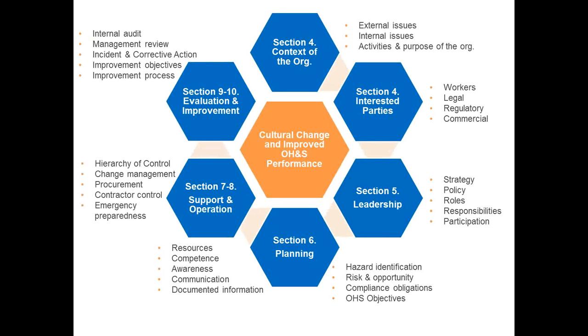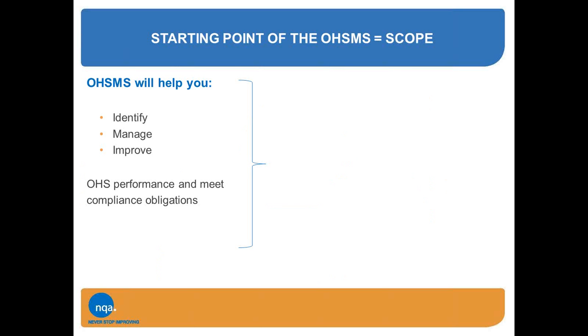In Section 9, it's the evaluation and improvement section. In sections 9 and 10, we've got internal audits, we've got management review, incident and corrective actions, improvement objectives, and improvement processes generally. That gives you a very brief overview of how the management system is structured according to the revised Annex SL framework.